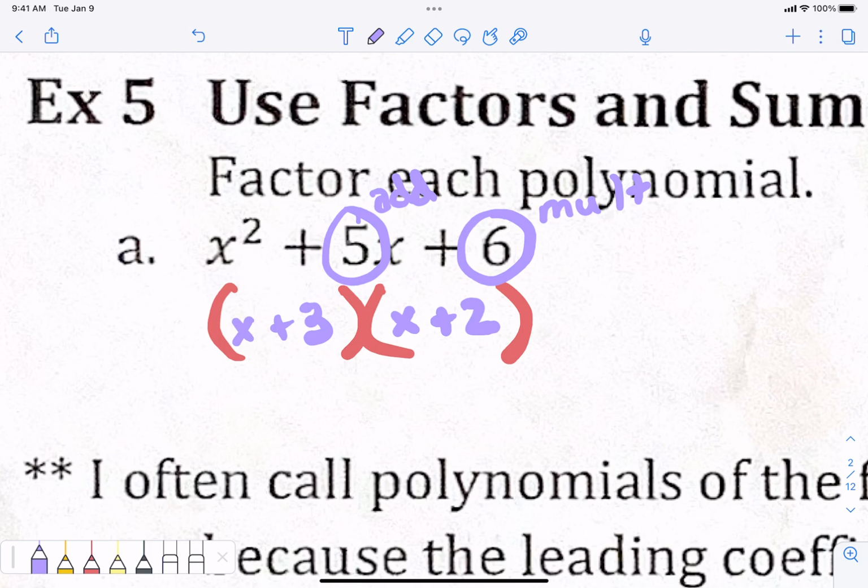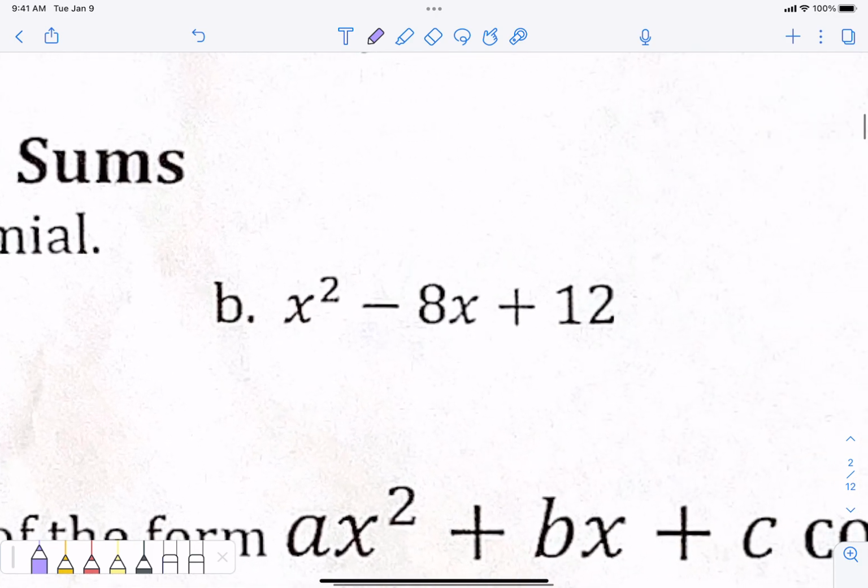3 times 2 is 6, 3 plus 2 is 5. Done. That's it. That's factoring a simple trinomial, okay? Let's do one. Part B is a little bit harder.